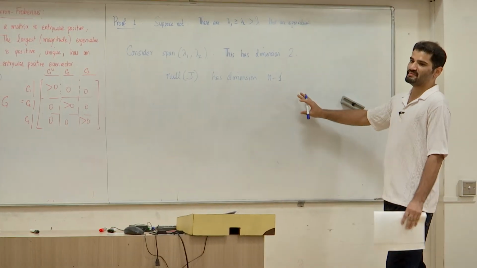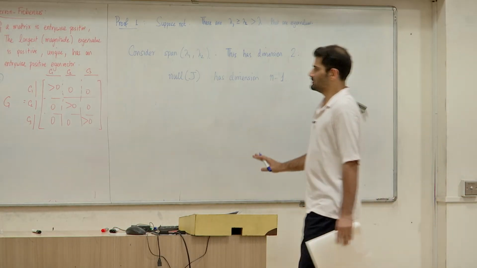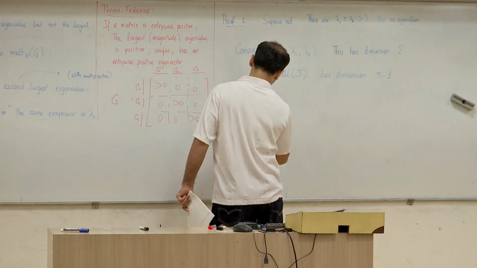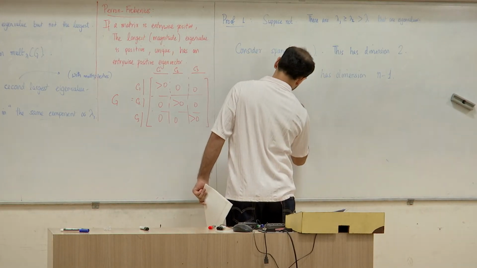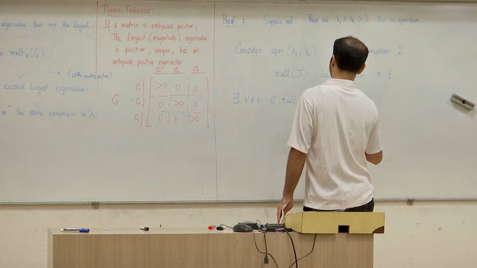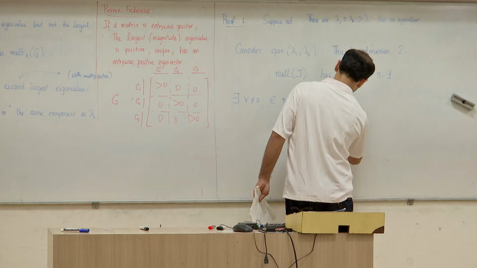Now the ambient dimension is n. This is dimension n minus 1. This is dimension 2. There must be an intersection. So there exists a vector v. It's a non-zero vector v in the null space of J and in this span.